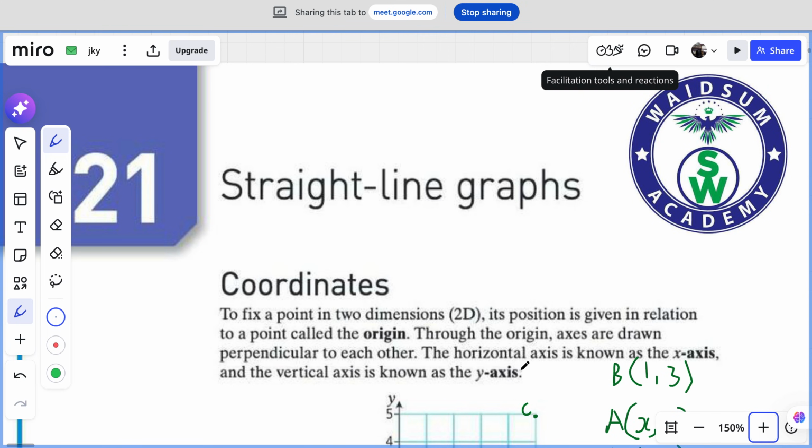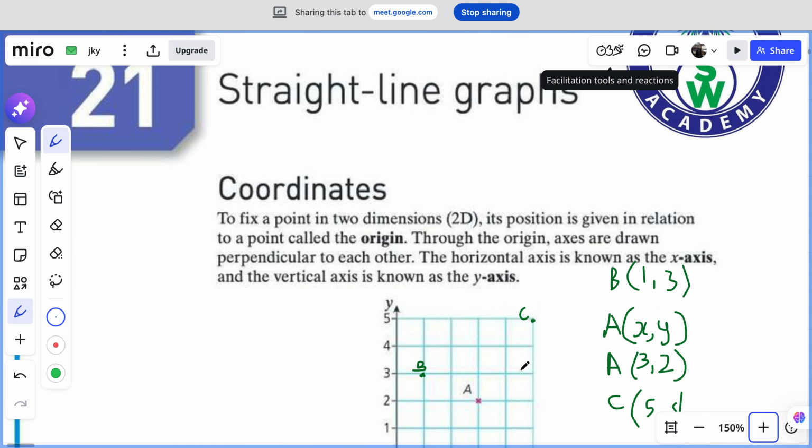Today we are looking at mathematics chapter 21, IGCSE mathematics chapter 21, and the topic is straight line graphs. Okay, I know we're familiar with this topic from grade 9 or lower grades, but we're going to look in depth at this chapter today. So without wasting time, let's start.